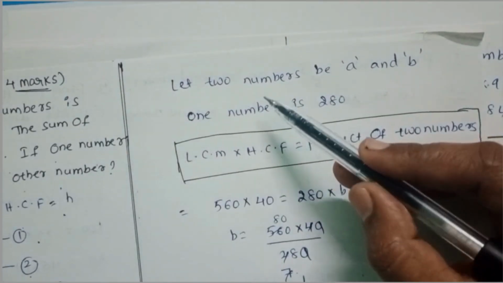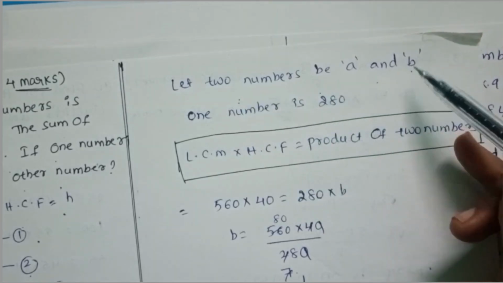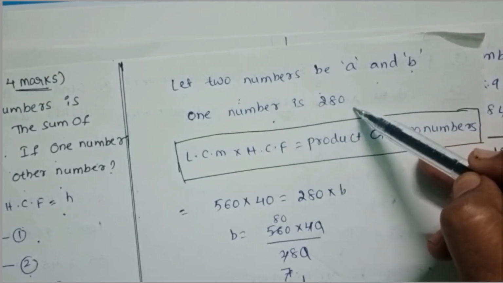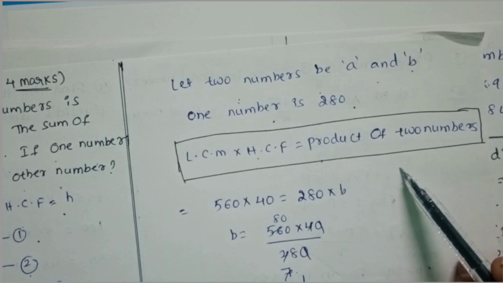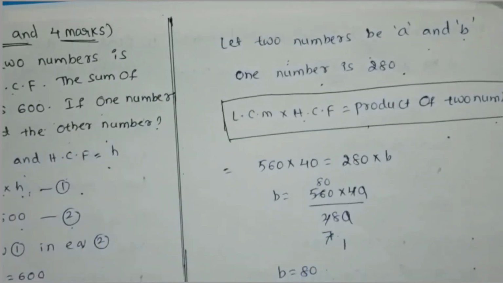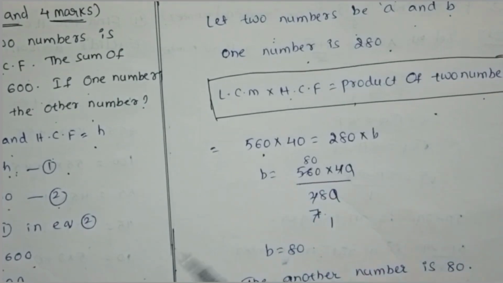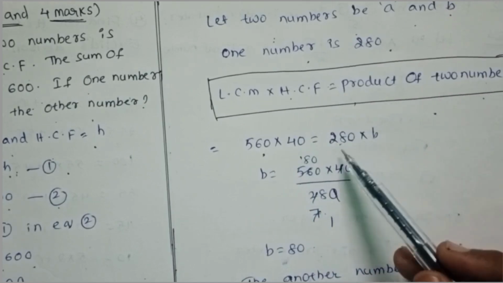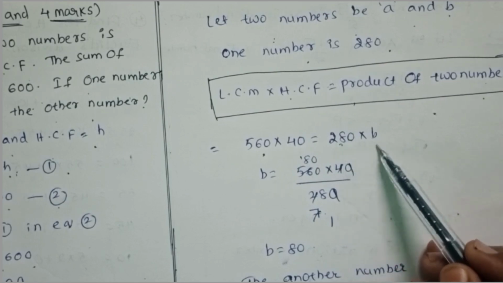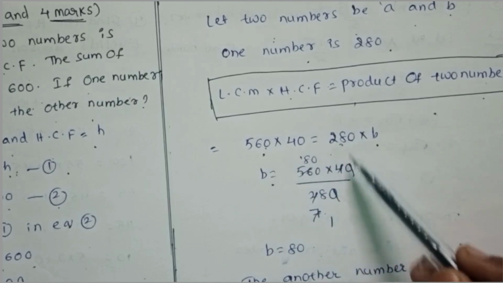But we don't know the other number. So, let the two numbers be A and B. One number we already know, that is 280. So, we have one formula: LCM into HCF is equal to the product of two numbers. Here LCM is equal to 560, which we found already, and HCF is equal to 40. That is equal to the product of two numbers. We know one number that is 280 and we don't know the other number, let it be B. So, to find B, B is equal to 560 into 40 by 280.